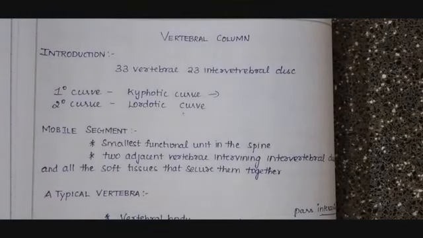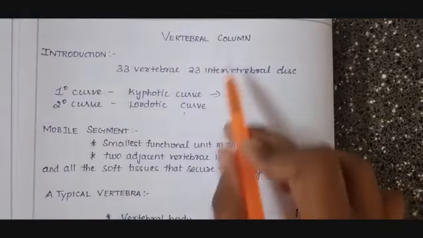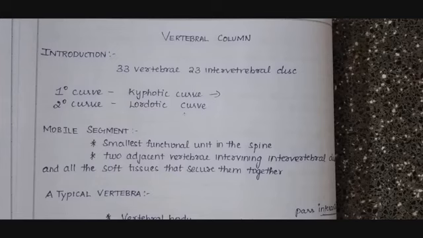In this video, we are going to discuss the vertebral column biomechanics. With no further delay, let's get started. The vertebral column consists of 33 vertebrae and 23 intervertebral discs. Now let us discuss the curves that are present in the vertebral column.